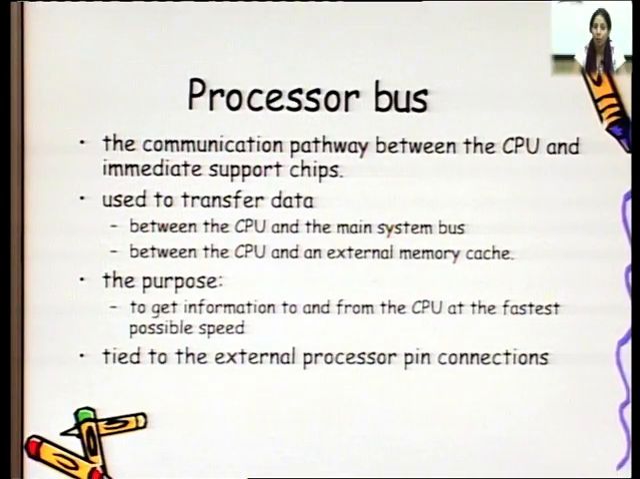The purpose of the processor bus is to get information to and from the CPU at the fastest possible speed, and it is tied to the external processor pin connections. So, basically the main function of the processor bus is it is a communication path between the CPU and intermediate supporting chips. Second, it is used where we have to access the data at the fastest speed. So, this is the function of the processor bus.